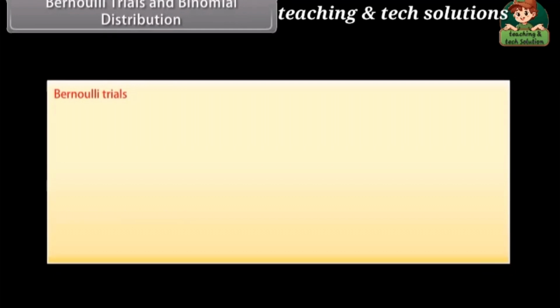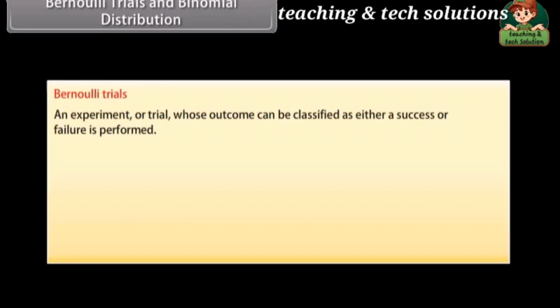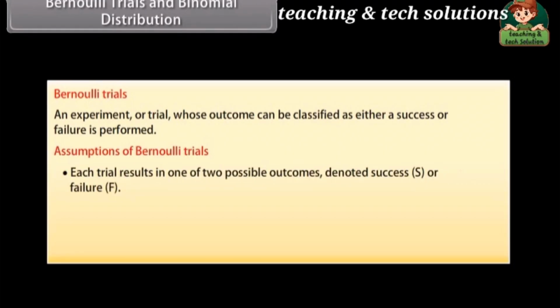Bernoulli trials and binomial distribution. Bernoulli trials: an experiment or trial whose outcome can be classified as either a success or failure is performed. Assumptions of Bernoulli trials: each trial results in one of two possible outcomes, denoted by success S or failure F.